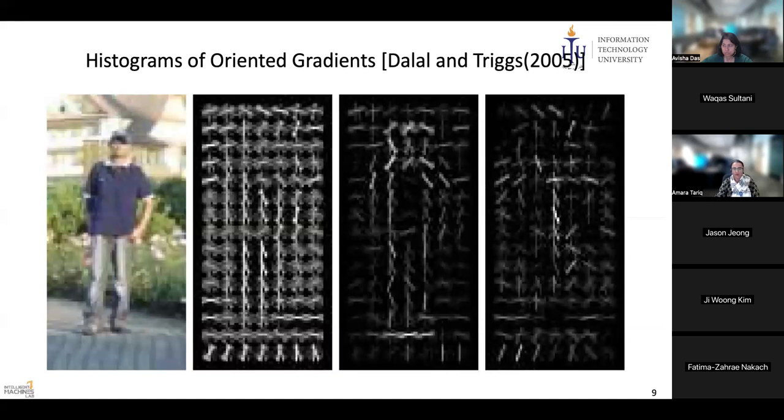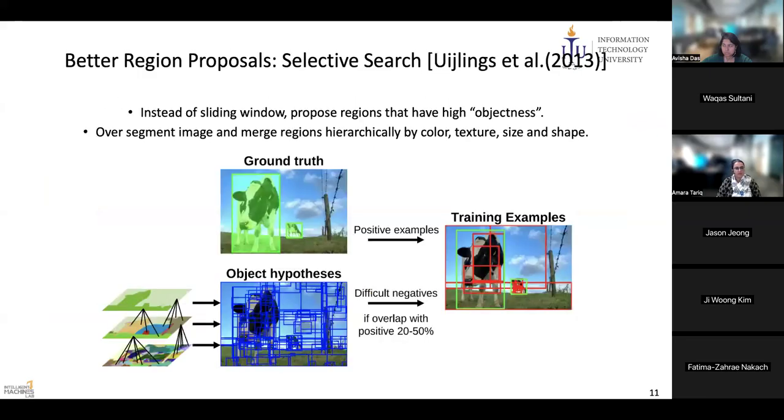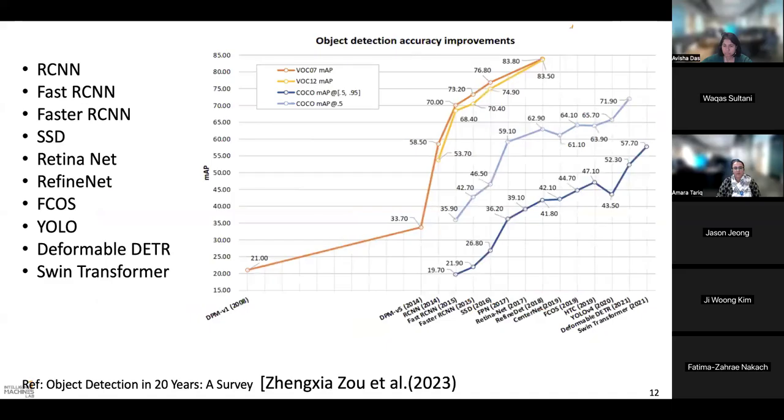Lots of methods have been published, some of the popular ones being histogram of oriented gradients, then deformable part models, and then the selective search method, which reduced the locations where you want to detect objects instead of using a sliding window. This shows that there's a huge increase in the detection and classification accuracy of object detectors. The most exponential increase definitely comes after 2015, with the large-scale use of deep learning models.